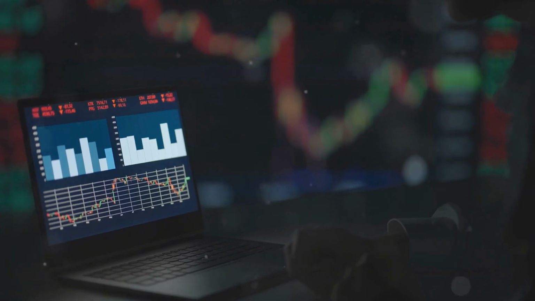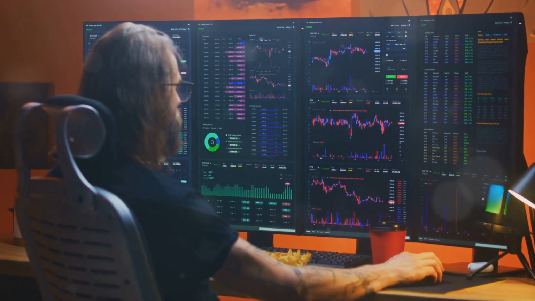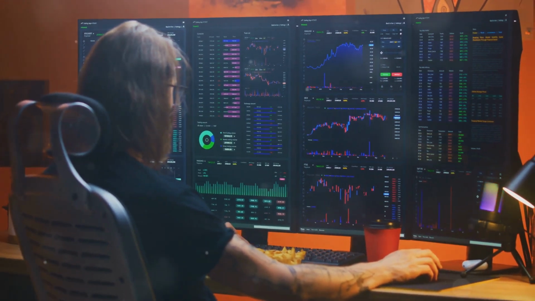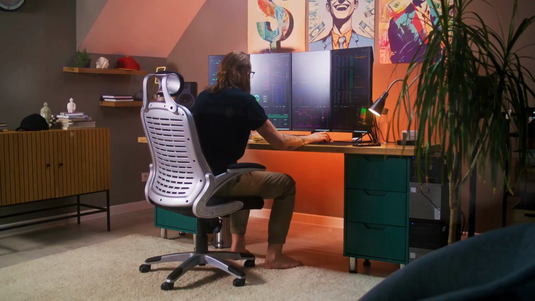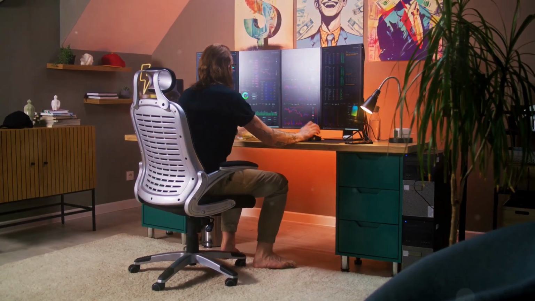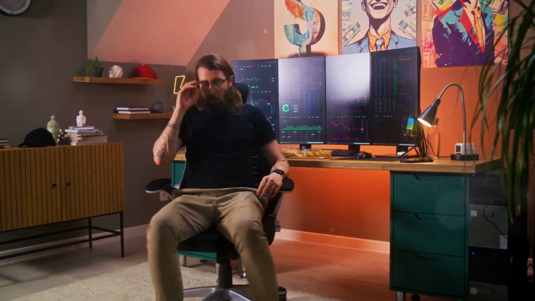Combine indicators for confirmation. Don't rely on one. Mix trend, momentum, and volume indicators for a clearer picture. Customize settings to fit your style. Shorter periods for day trading, longer for swing trading.